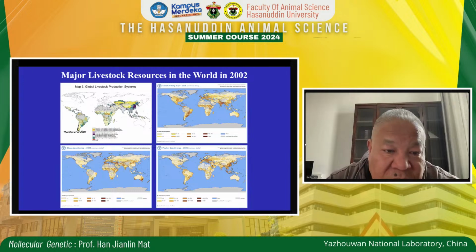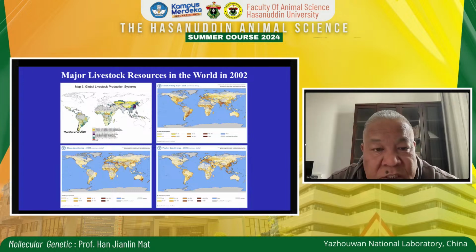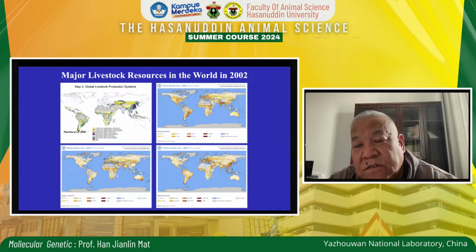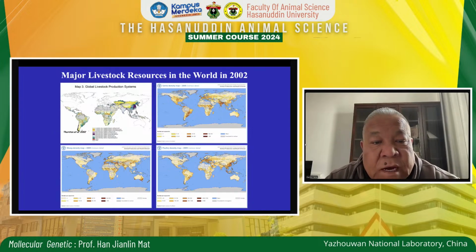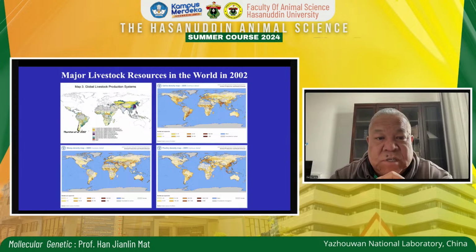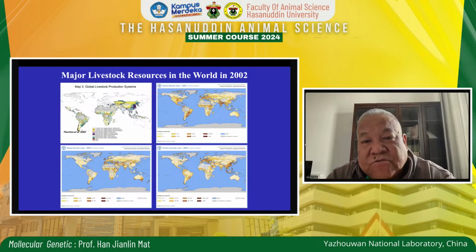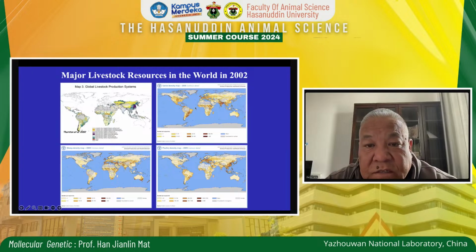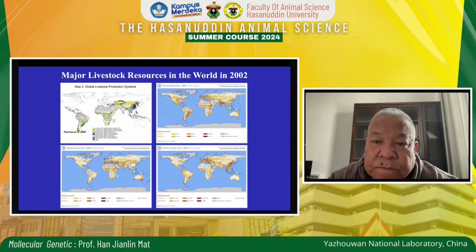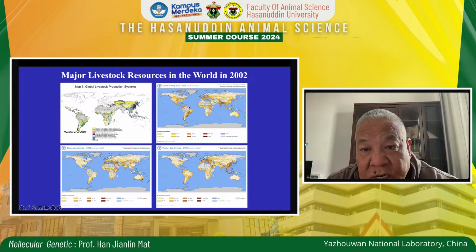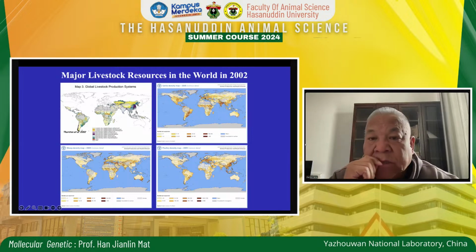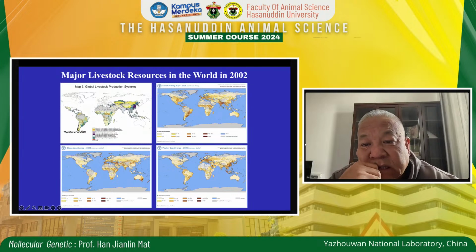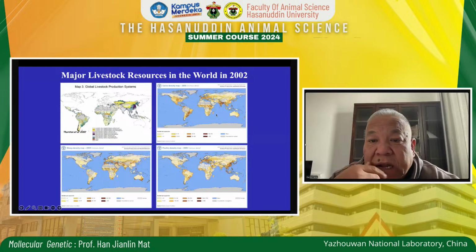In the mixed system, depending on the rainfall from south to north, and also largely depending on the temperature, different species are distributed in different parts of the world. They have a quite stratified distribution for major livestock species. On the right corner, we can see how domesticated cattle, including the Taurine, the Indicus cattle, and also the Bali cattle in Indonesia, are distributed.